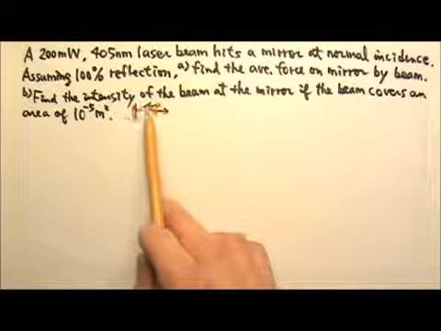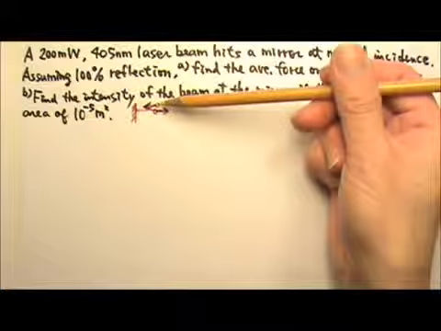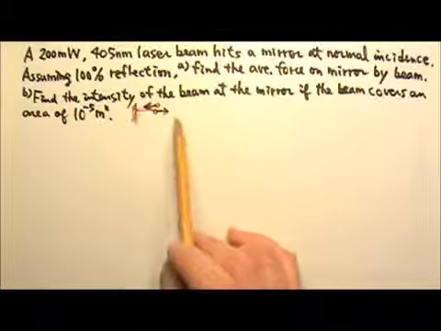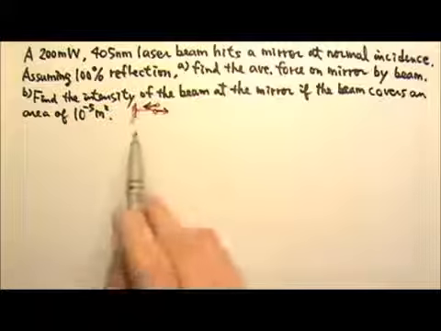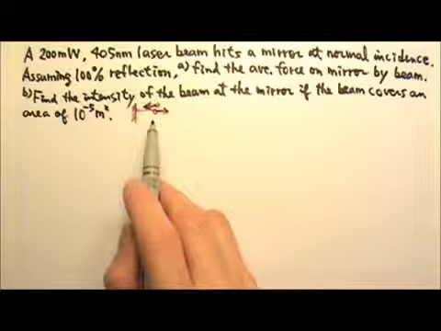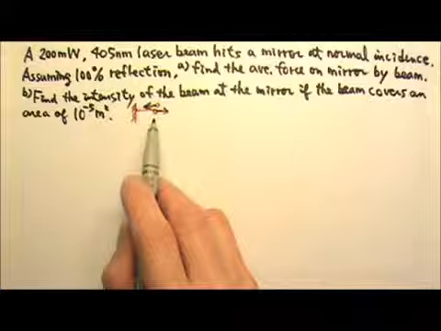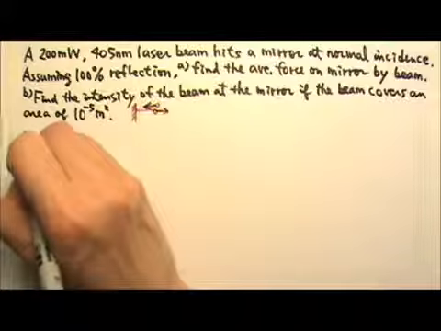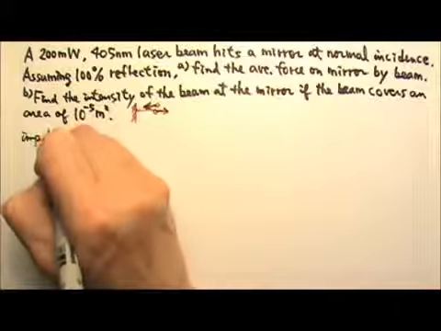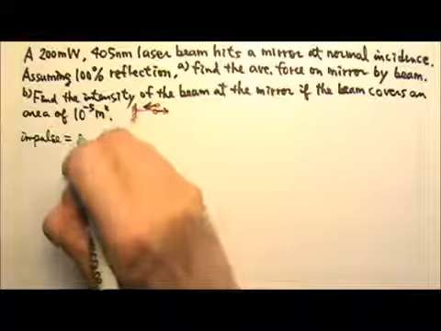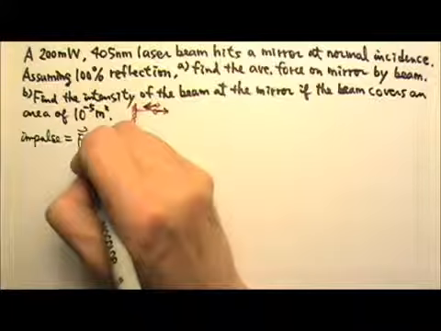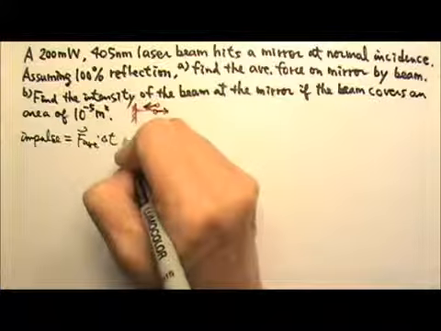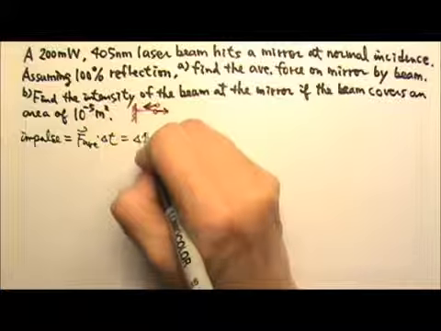Since it is normal incidence, that means the laser beam hits the mirror and then bounces straight back. This is like a collision problem, so we can use the impulse equation to find the force. Do you remember what the impulse equation is? The impulse equals the average force times time, which also equals the changing momentum.